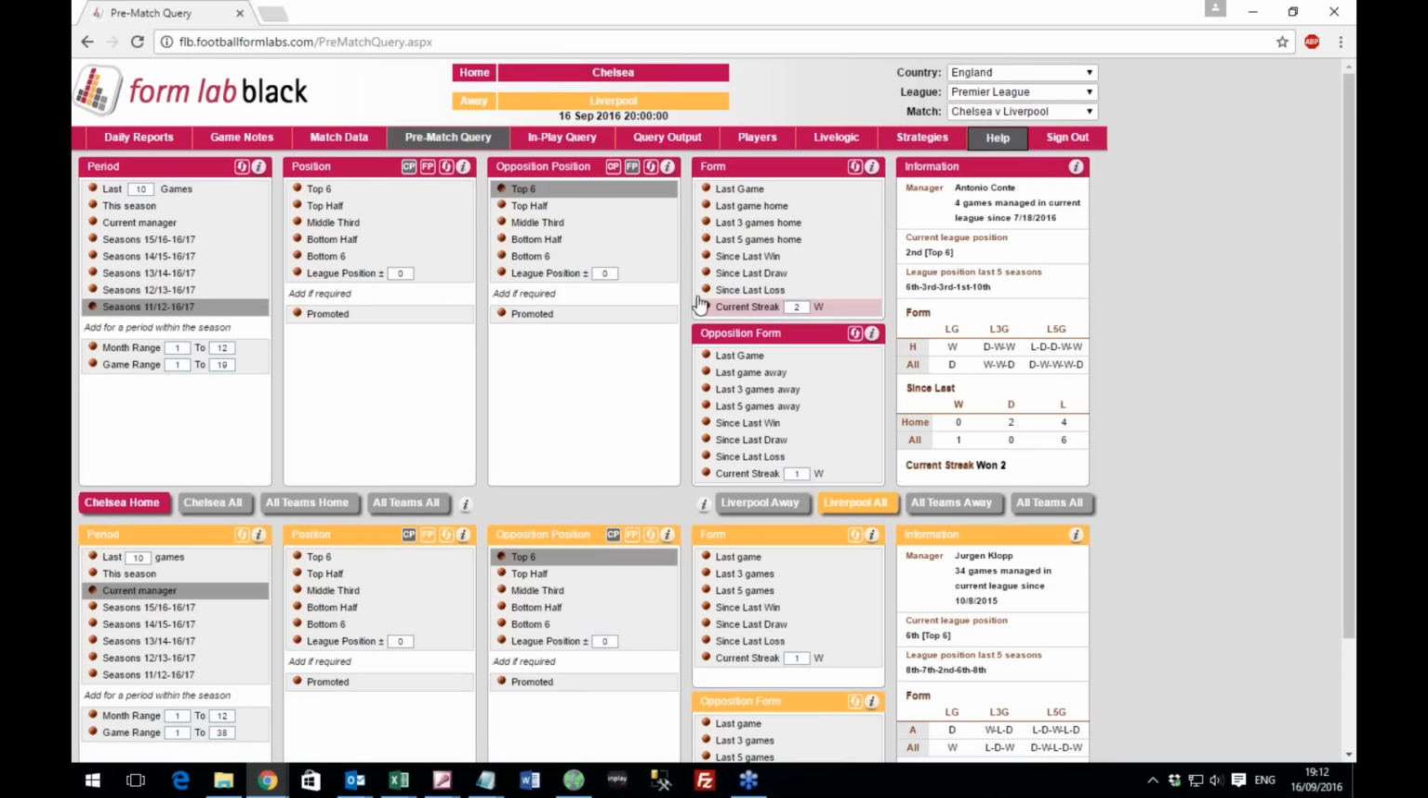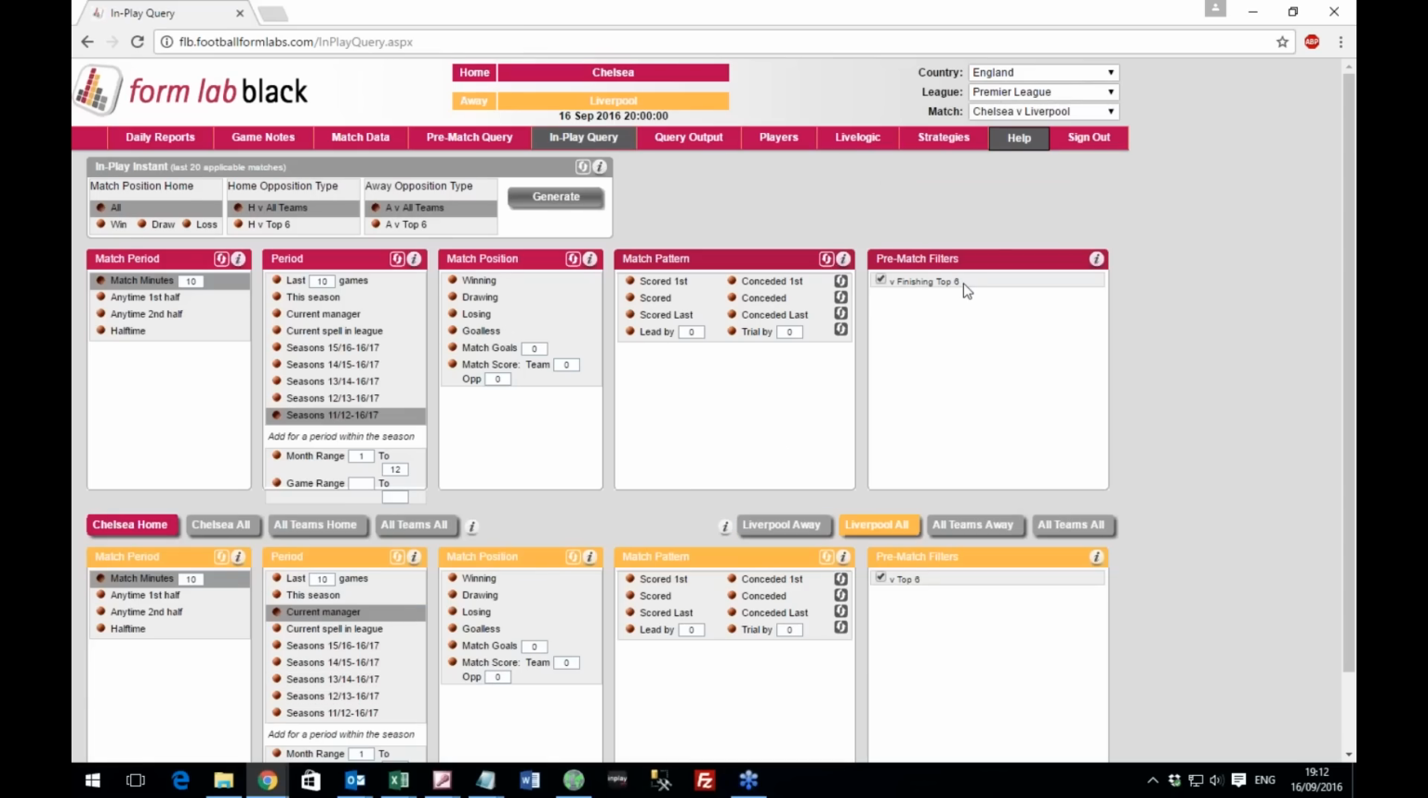So if we're only interested in these Chelsea versus top 6 games, then we went to in-play query. You can see here we're going to get versus finishing top 6. We want to take the Liverpool one off. For Liverpool, we're just going to look at the current manager.